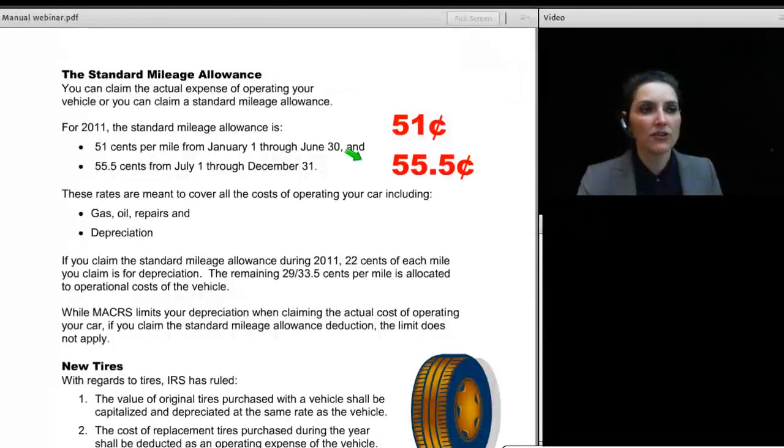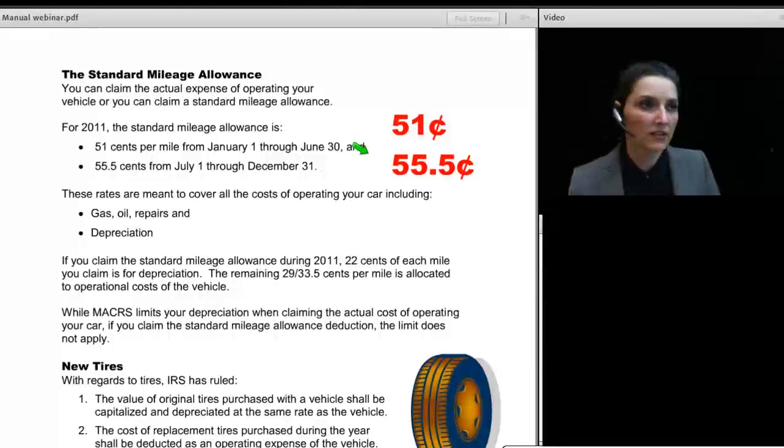This is not an unusual situation. I would say 30% to 40% of tax years, there are two standard mileage rates in play. And the reason there are two is because of fluctuations in gas prices. So at the start of the year, 2011, gas was less money. As we went through the year, it increased, and so the standard mileage amount was increased halfway through the year.